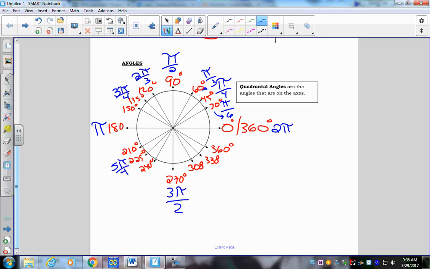Okay, 330. That says 335. It looks like 335. No, 330. What am I doing? Sorry, my degrees, they're all confusing me. How many times does 45 go into 330?